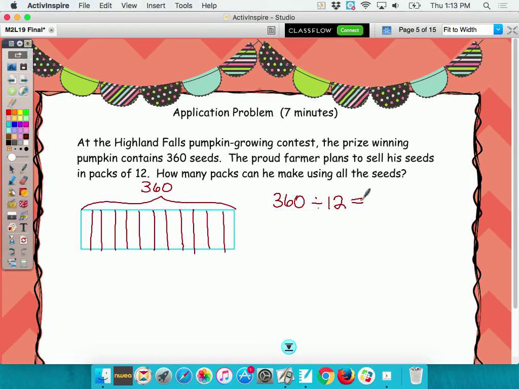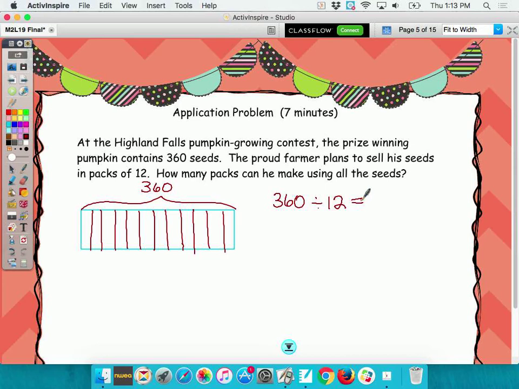And how did you solve the problem? Somebody tell me. Mario, tell me how you solved this problem. I divided 360 by 12. You did? Or did you take easier numbers than 360 and 12? 36. He used a 36. Okay. How many of you used the 36? Okay. And then you could have done 36 divided by 12.